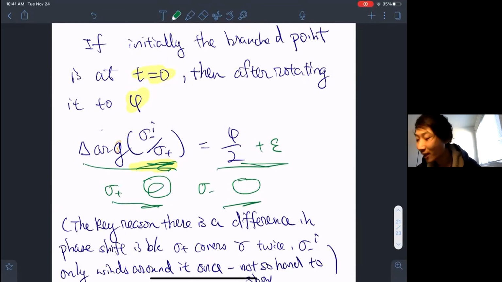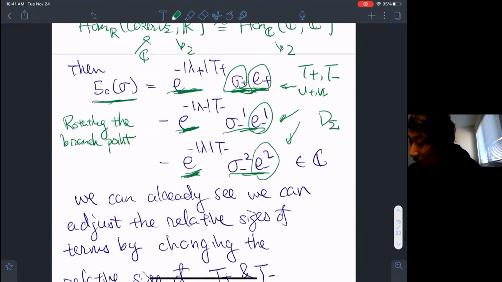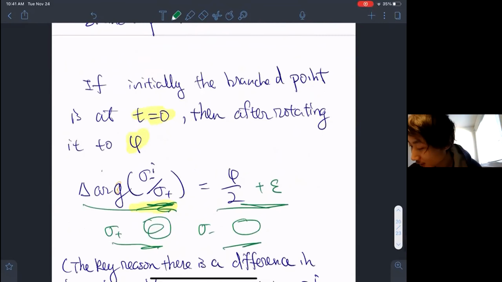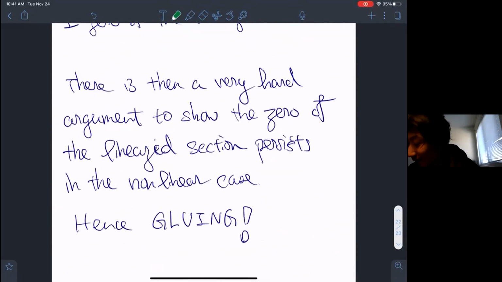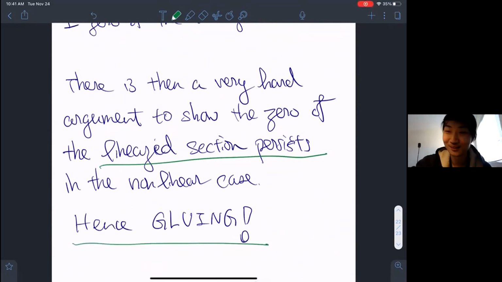Okay, so let's go back to the linearized section. We have figured out how to change the relative sizes of these terms, and we have to figure out how to change their relative phases. So therefore, there is a gluing in the linearized case, and you can maybe argue there's exactly one gluing. The deformation to the nonlinear case I'm not going to talk about because it's hard, and I end my talk here.